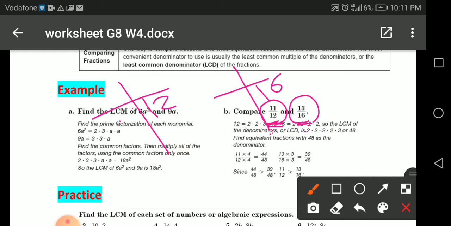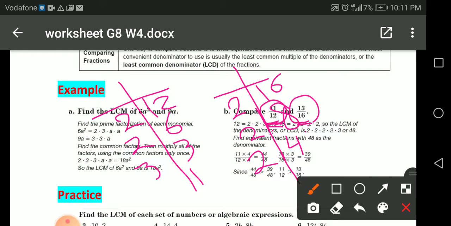12 divided by 2 gives me 6. 6 divided by 2 gives me 3. 3 divided by 3 gives me 1. And the other one, 16. 16 divided by 2 gives me 8, right? 8 divided by 2 gives me 4. Divided by 2 gives me 2. Divided by 2 gives me 1. I have here four 2's, and I have here 2, 2, and 3.